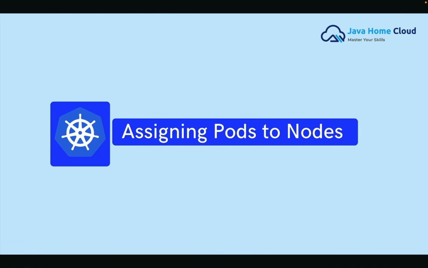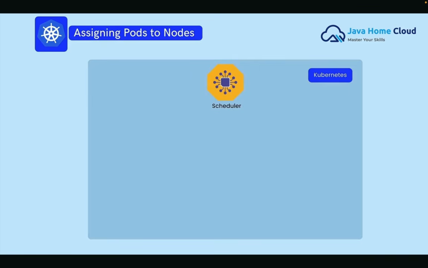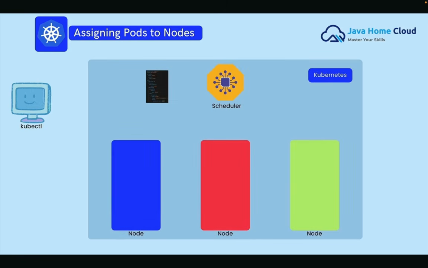Let's see how to assign pods to nodes. In a Kubernetes cluster, there will be one component called the scheduler. We will discuss more about this in Kubernetes architecture. Suppose using the kubectl command, I want to deploy a pod onto the Kubernetes cluster. I send that information to the cluster where the scheduler comes into the picture to find the right node to schedule this pod. Suppose the scheduler decided to put this pod on the blue node. That is the job of the scheduler.